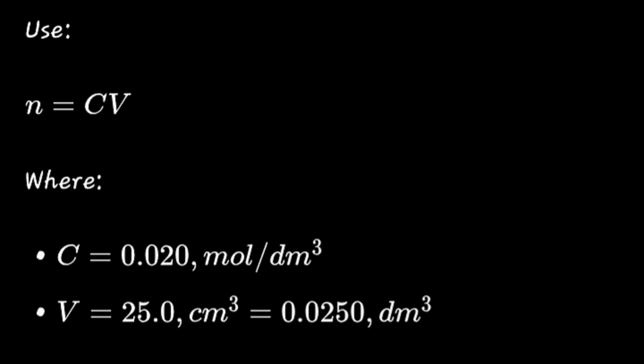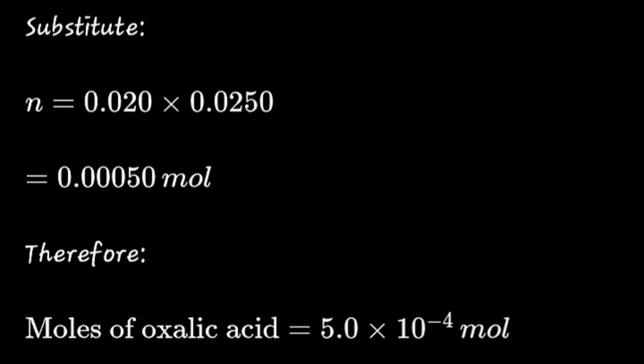We know the concentration of the oxalic acid is 0.02 mole per dm³, and the volume is 25 cm³ of oxalic acid that we pipetted. You convert that to dm³ and you have 0.025 dm³. So n equals CV, n will be 0.02 times 0.025. We now have n, which is 0.0005 mole. But it's not what we need, because we didn't use the mole ratio.